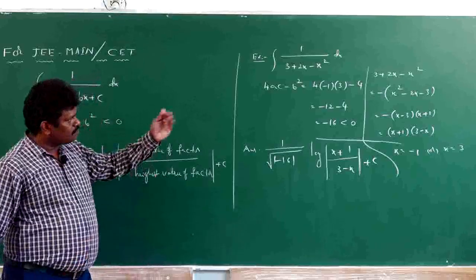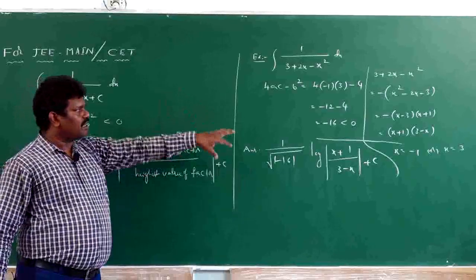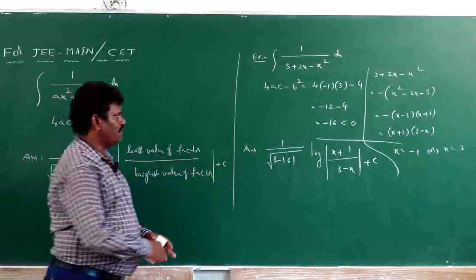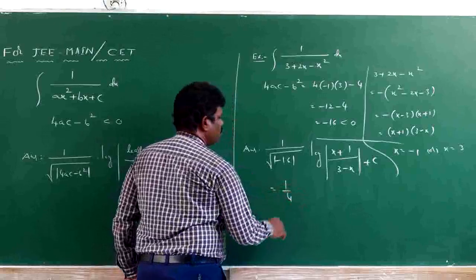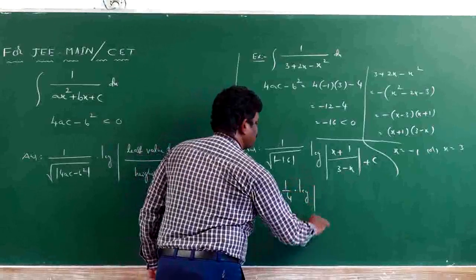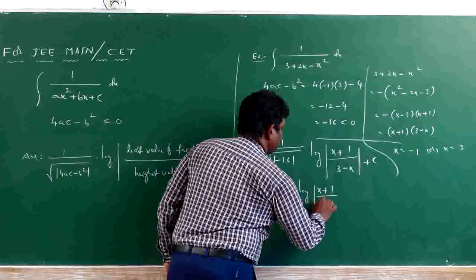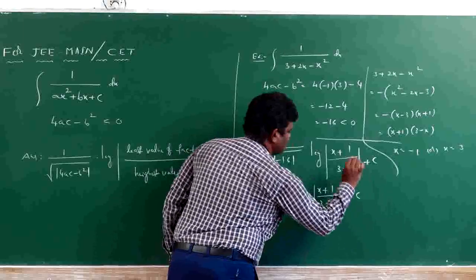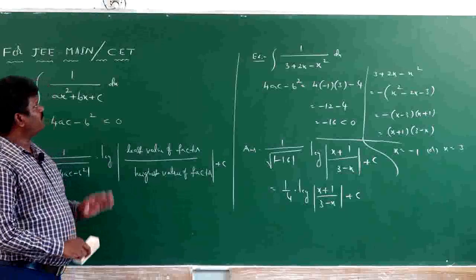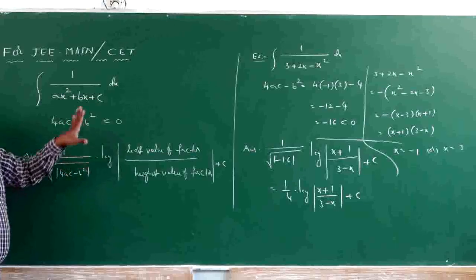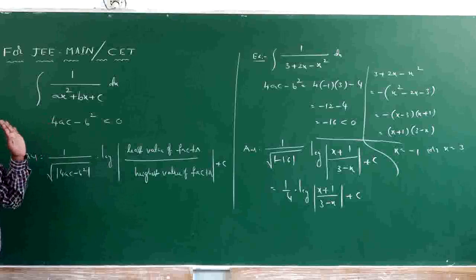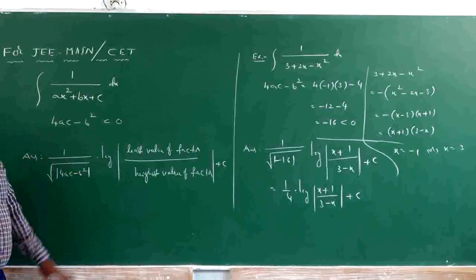Otherwise, the general standard method also, if we apply it, we get the same answer. Now finally, root 16 is 4, so that is equal to 1 by 4 into log of x plus 1 by 3 minus x plus c. This is important for JEE concept and CET. We apply this type of model and find the solution of the given problem within 2 seconds.